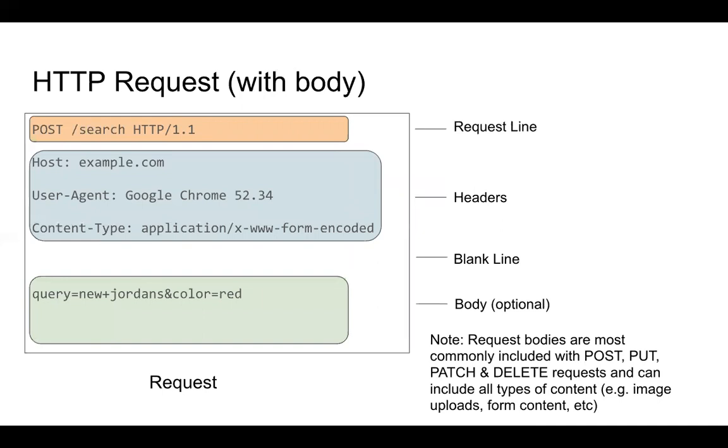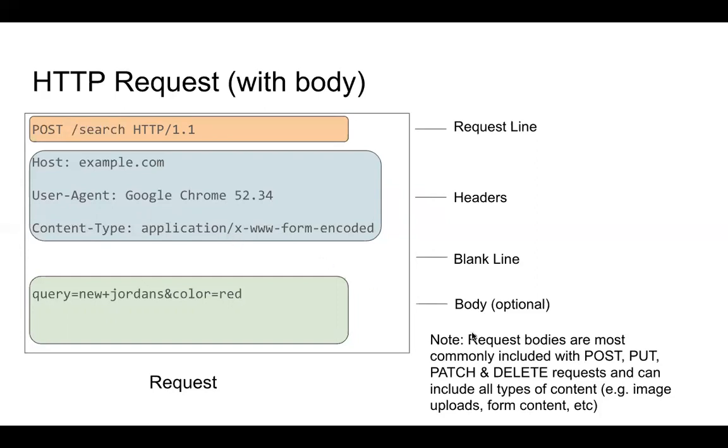Then you can also add a body, which is optional. There's always a blank line between the headers and the body. The body can include extra information with your request. It's like queries. So if you're going to a website and you want new red Jordans, you could say query equals new plus Jordans and color equals red. That's extra information you can send the server to inform them what you want. You can also ask for specific types of content, as in what you're sending up to them.